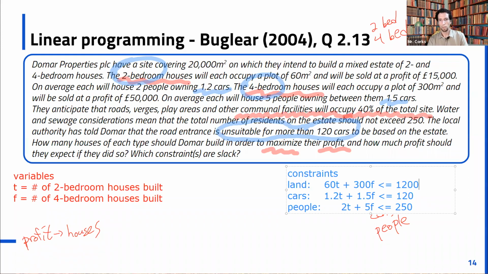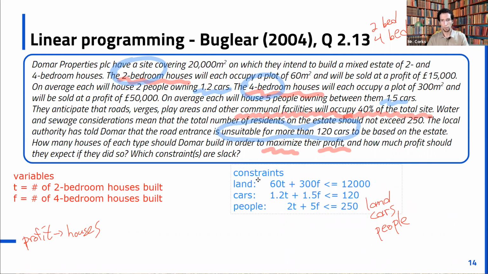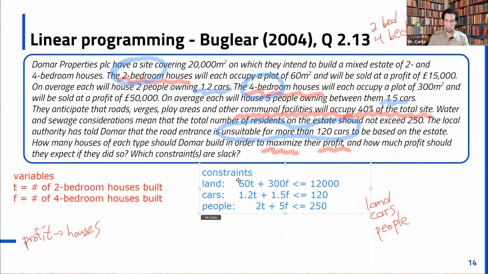12,000. Okay. So to get our constants, the actual constraint number for the land one, we had to do a little more work, and we had to consider this 40%. So that's the extra little challenge to this one, but the rest of it was not too hard.